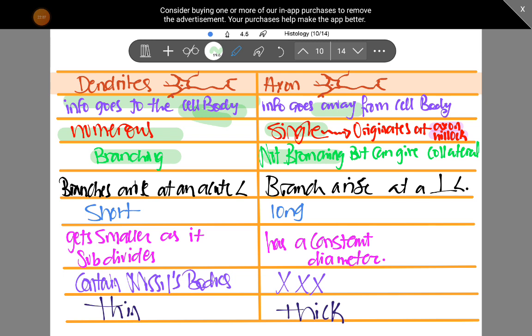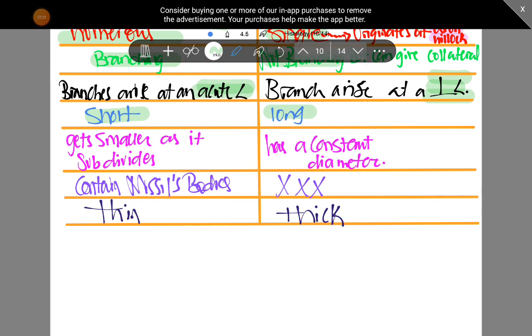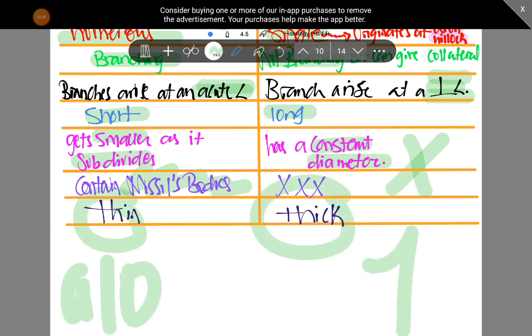What about again? Here, this one is short and this one is long. Here the dendrites arise from the axon at a right angle, but here it arises at an acute angle. Acute means less than 90. Of course, I couldn't draw that too. As it subdivides, it gets smaller, but here it has a constant diameter. The dendrites, I forgot to say, have nestles, but this one doesn't. And this one is thin, this is thick. Why is that? Because this is 1, and these are a lot.